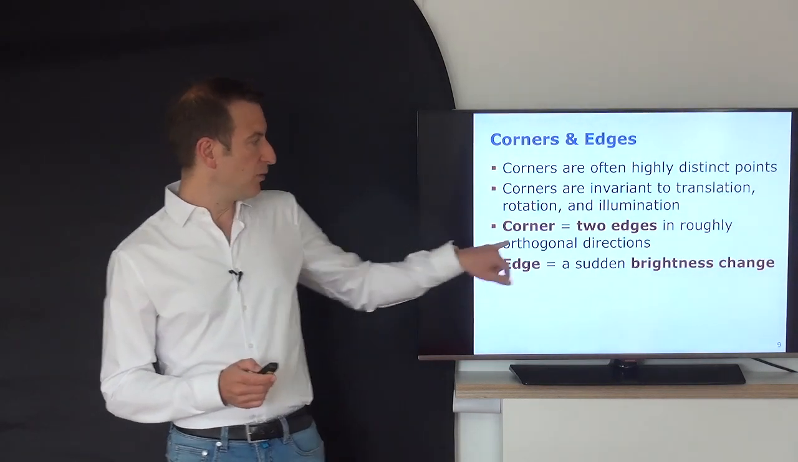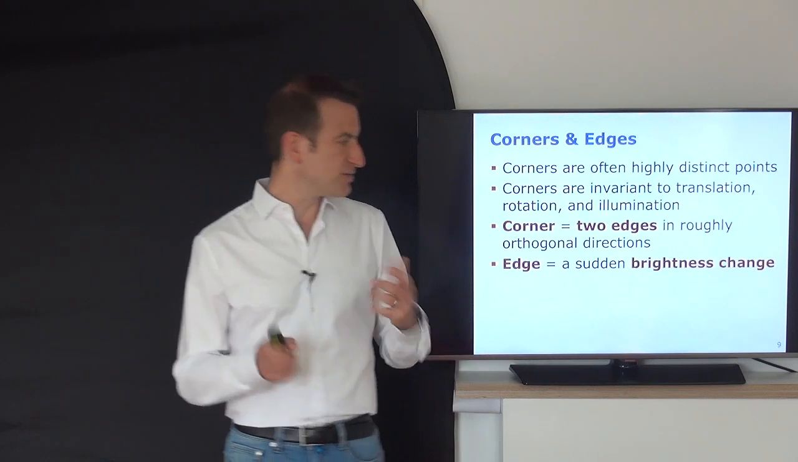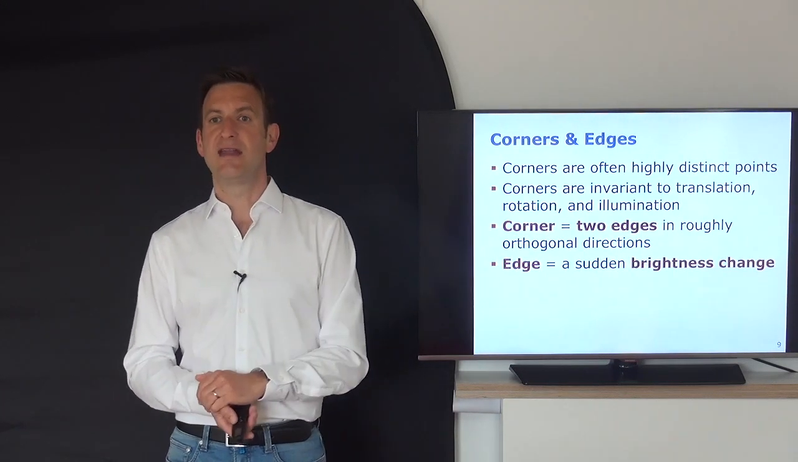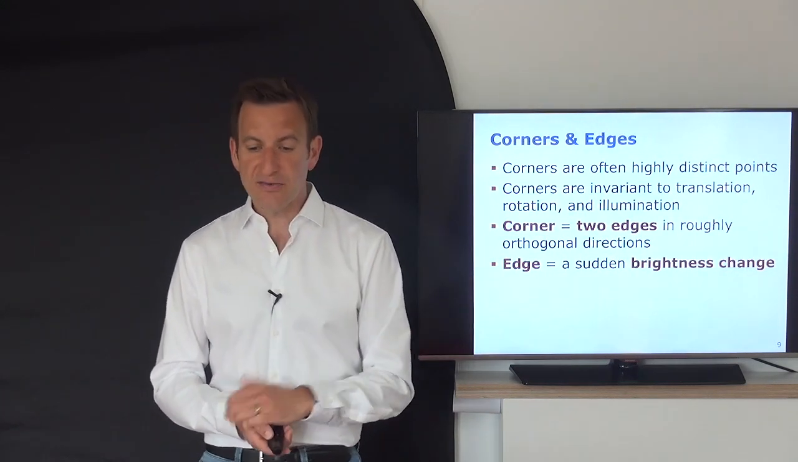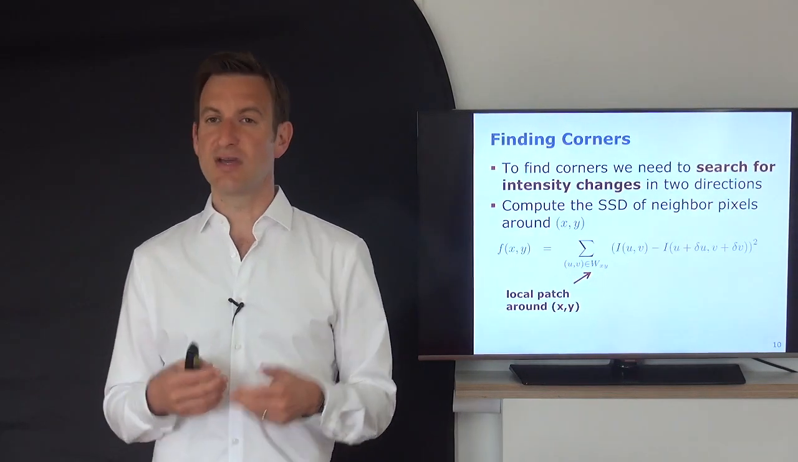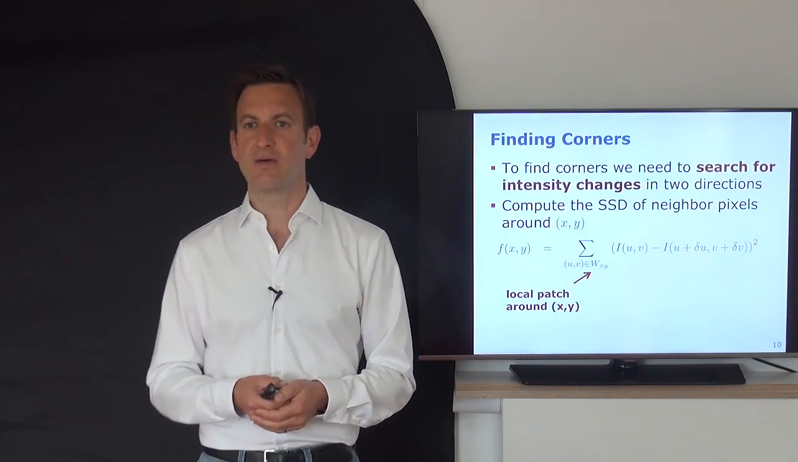So we said corners are basically two edges which are roughly orthogonal to each other, and an edge is a sudden change in brightness. That means we need a change in intensity values in our image.